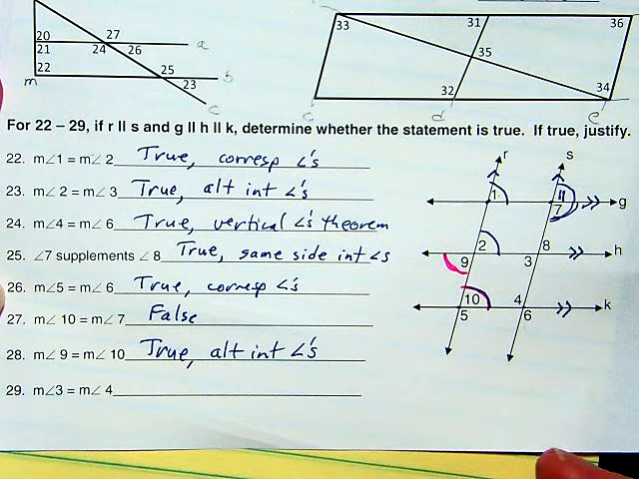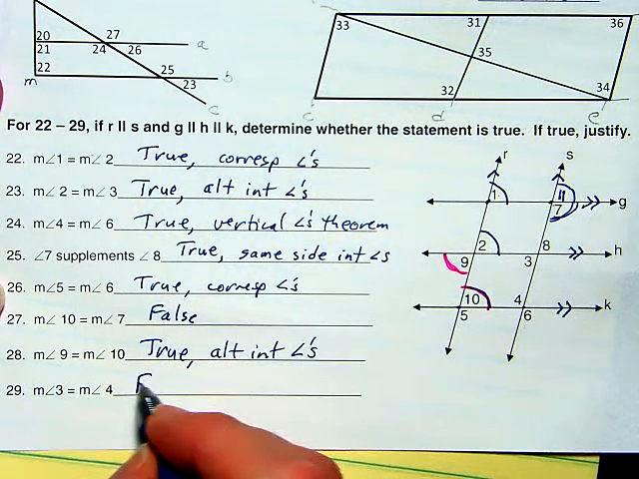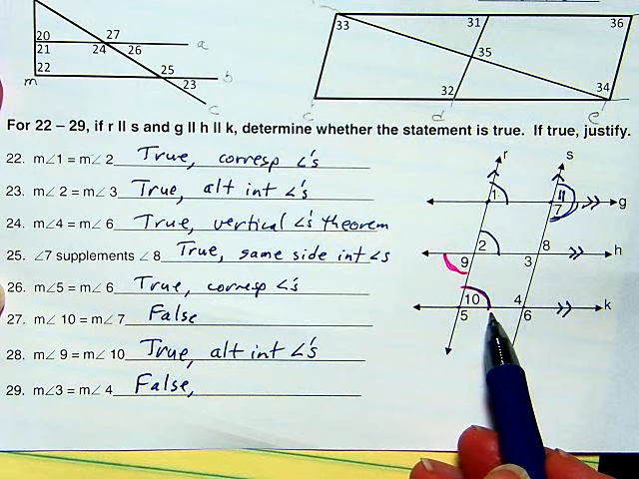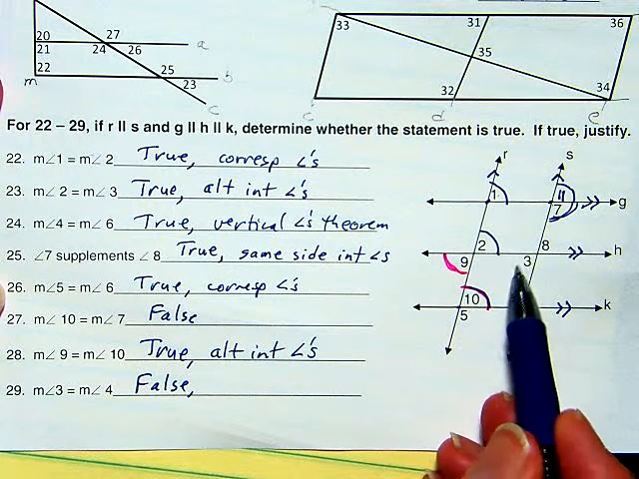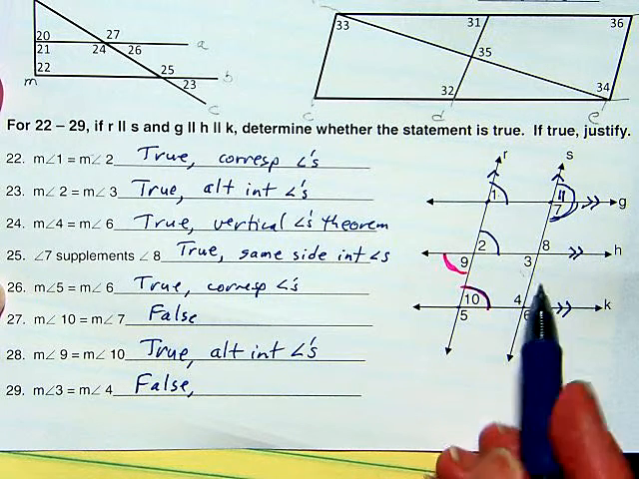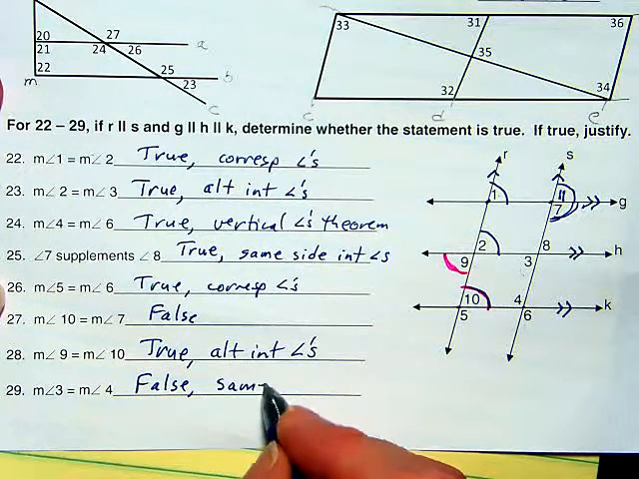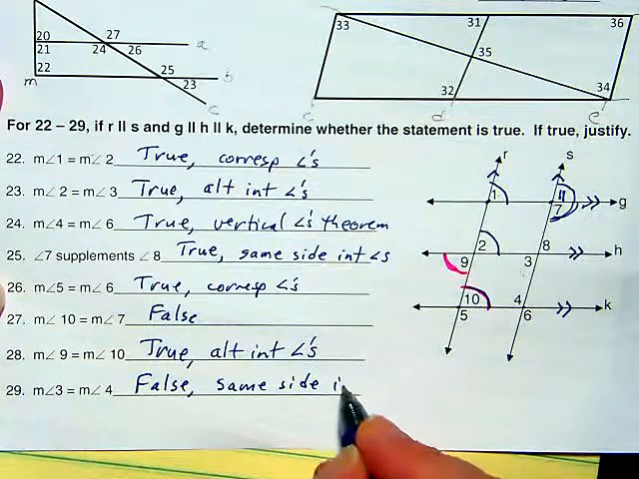Are same side interior angles congruent? No, they are supplementary. We just learned that. So therefore, in general, this is false, except again, where both of these are right angles. So where both of these are right angles, it will be true, but that's not usually the case. So it's false because these are same side interior angles.